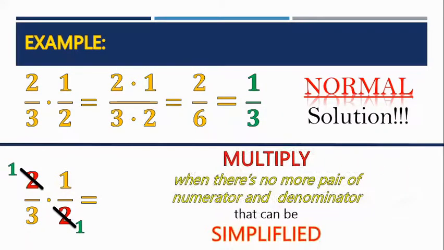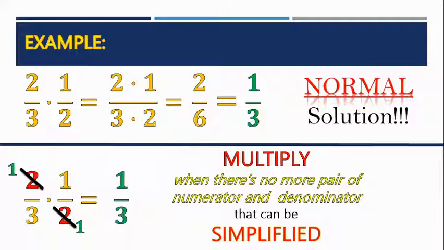Now, the next step is to multiply when there's no more pair of numerator and denominator that can be simplified. Just like on the given, after simplifying 2 and 2, now we have 1/3 times 1 over 1. So we could multiply them now. 1 times 1 will give us 1 and 3 times 1 will give us 3. Therefore, the final answer is 1 over 3.